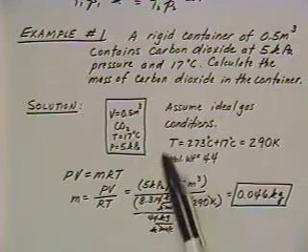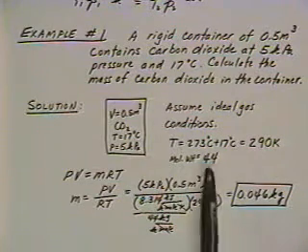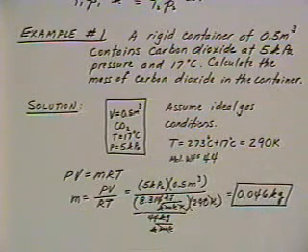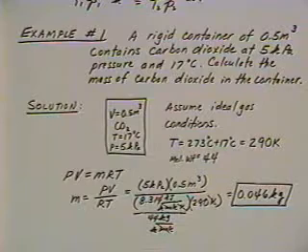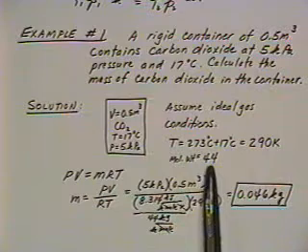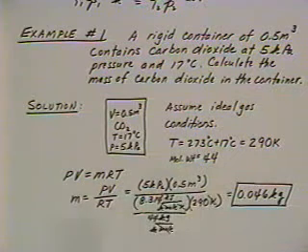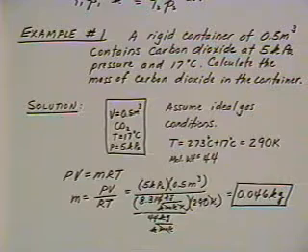Assume ideal gas conditions. Always remember to convert into metric, so into absolute temperatures, and so the temperature is 273 plus 17, or 290 Kelvin. Since we're working with carbon dioxide, you have to determine the molecular weight, and that can be found on page 52 in the reference manual. And so this plugs directly into the equation. PV is equal to mRT, assuming ideal gas conditions.